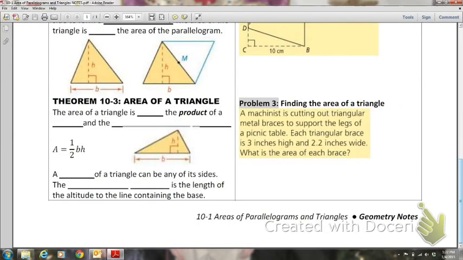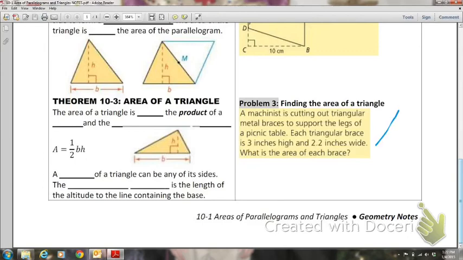Problem 3, we're finding the area of a triangle. It says a machinist is cutting out triangular metal braces to support the legs of a picnic table. Each triangular brace is 3 inches high and 2.2 inches wide. What's the area of each brace?